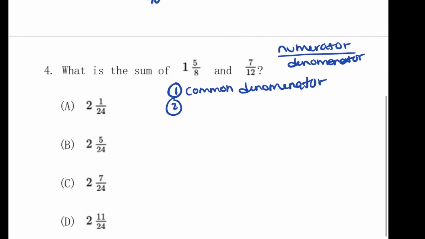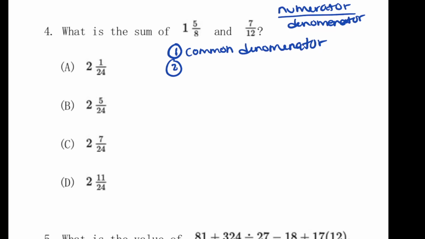We are then going to also find a common denominator because if we want to add these together, we want them to have a common denominator. So we have 8 and 12. A number that 8 and 12 both go into, the lowest is going to be 24. So that will be our common denominator.